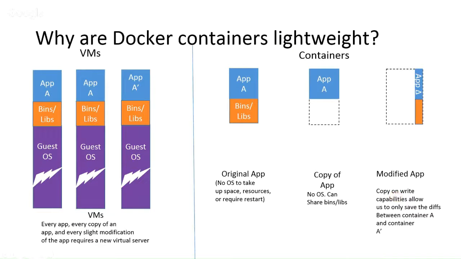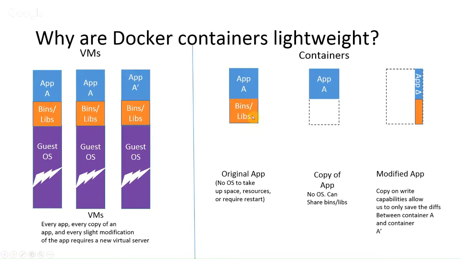Okay, so let's see why Docker containers are lightweight. When it comes to VMs, as I previously mentioned, each copy of an application is another VM, where sometimes it may take 10 to 50 GB for a VM, depending on the OS and other dependencies you have.